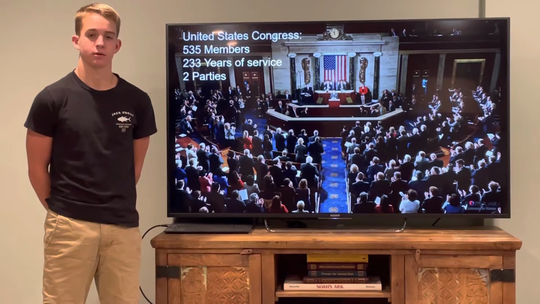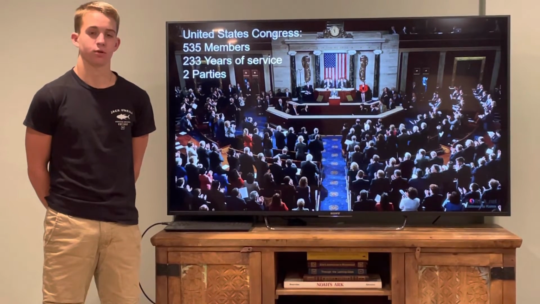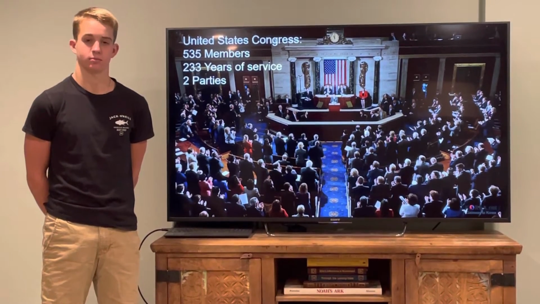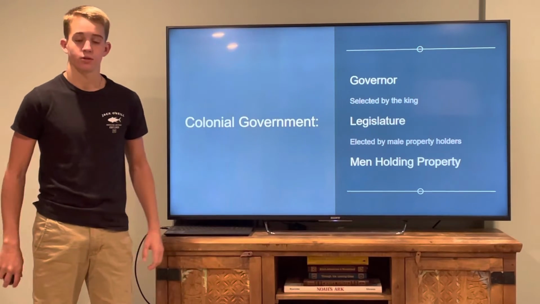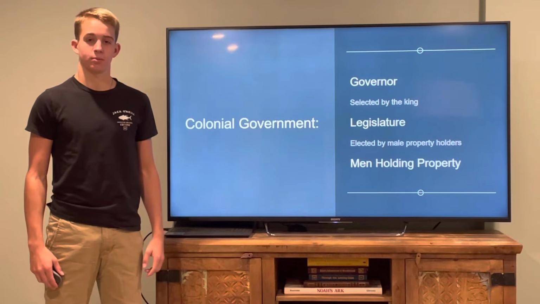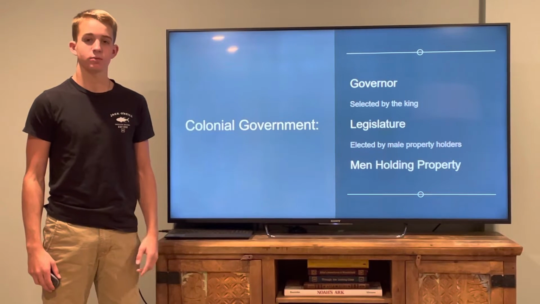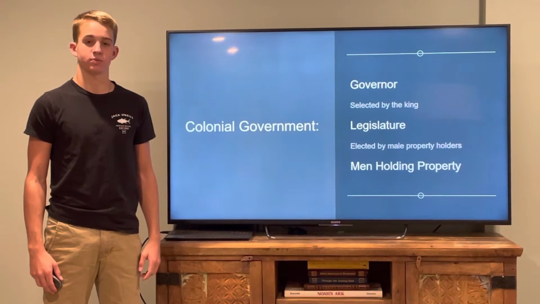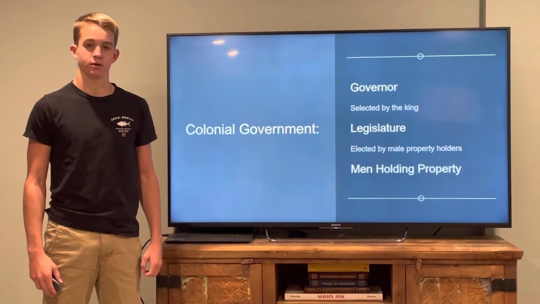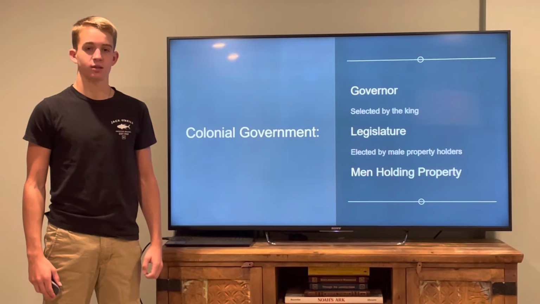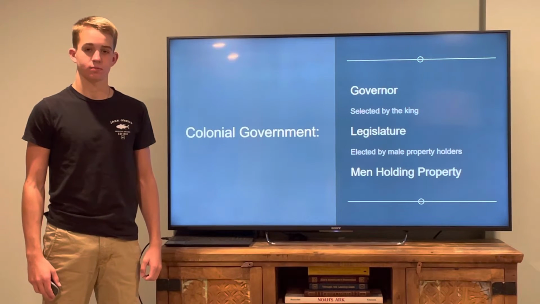But how did we get here? To find this answer, we'd have to go all the way back to the colonial period in America. During this time, colonial government consisted of the governor, the legislature, and men holding property in the colonies. The governor was selected by the king to provide leadership for the colonies, while the legislature was elected by men holding property to keep the governor in check and in line with colonial interests.